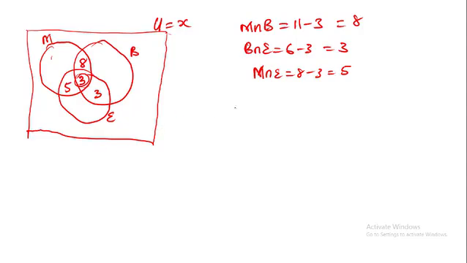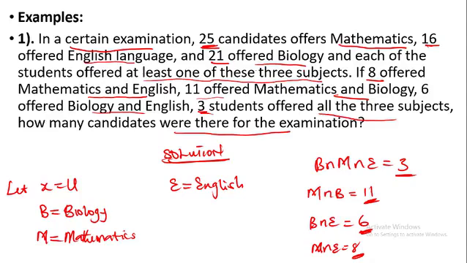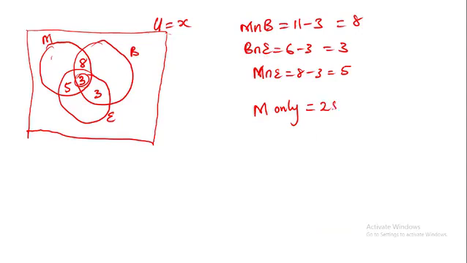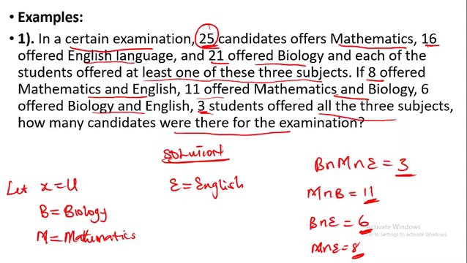Now they said we should find M only. M only would be equal to, from the question they told us that 25 students offered mathematics, which is our M. So it will be equal to 25 minus everything inside the M set, so we have 8 plus 5 plus 3, which is 16. 25 minus 16 will give us 9. That's for M only. Then we'll now look for B only. B only, from the question, 21 students offered biology.